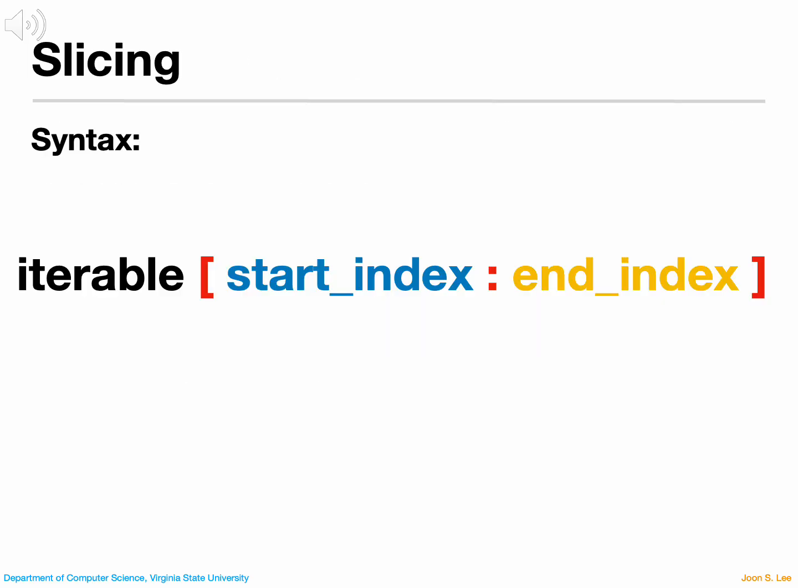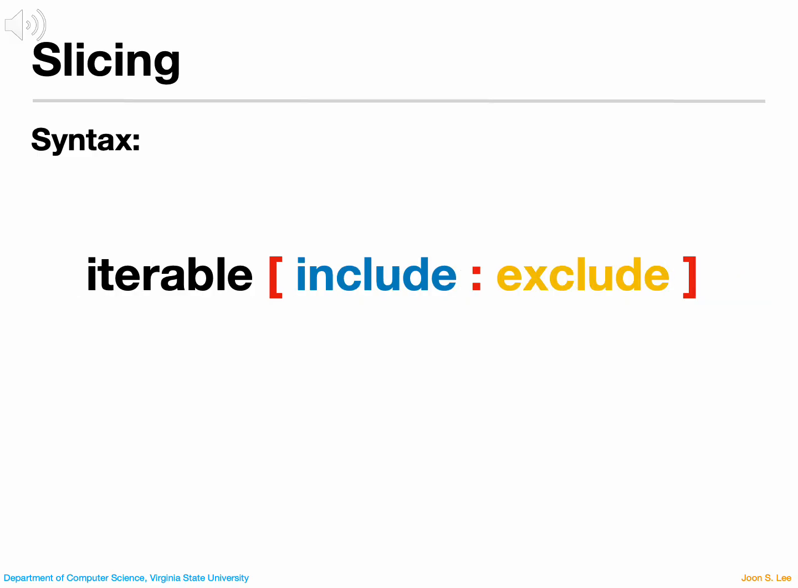The general format is iterable[start index : end index]. The start index tells Python where to begin the slice, and the end index tells Python where to stop. The start index is included, but the end index is not included. So this syntax allows us to select a range of elements from a sequence in a very simple and readable way. Understanding this format is important because we will build on it to create more flexible slicing operations.